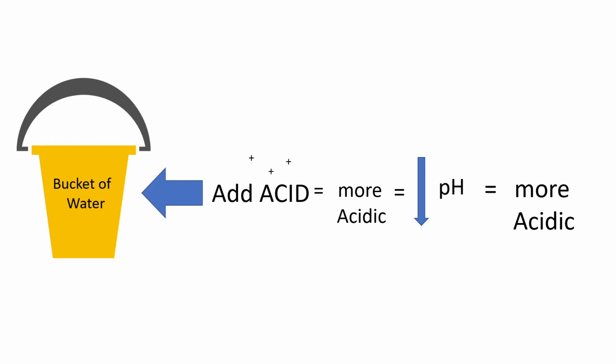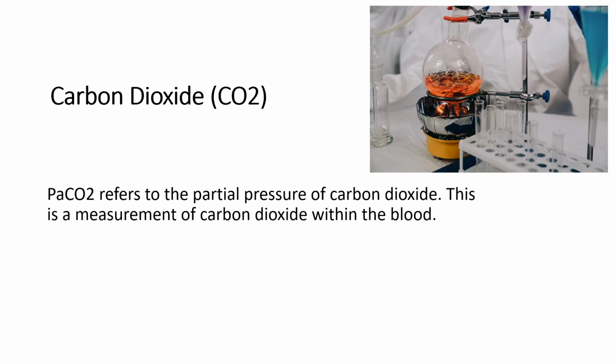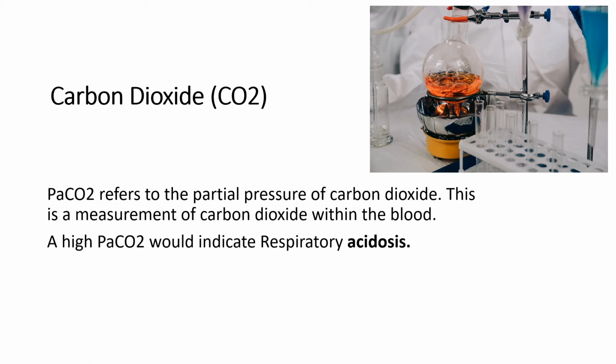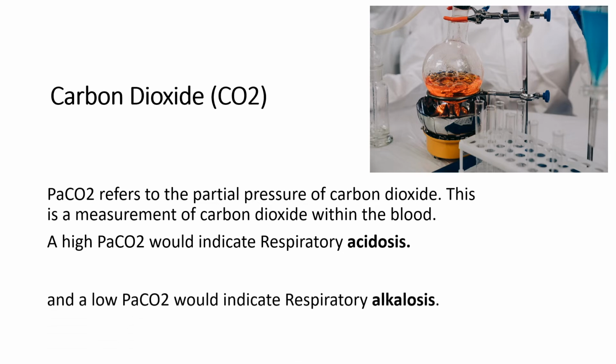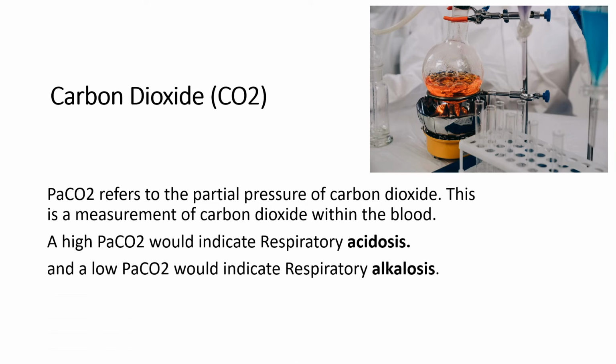Let's use a bucket of water for getting any reaction that could occur. Let's add acid to the water. The more acid, the more acidic, and lower the pH. Carbon dioxide, or CO2. PaCO2 refers to the partial pressure of carbon dioxide. This is a measurement of carbon dioxide within the blood. A high PaCO2 would indicate respiratory acidosis, and a low PaCO2 would indicate respiratory alkalosis.